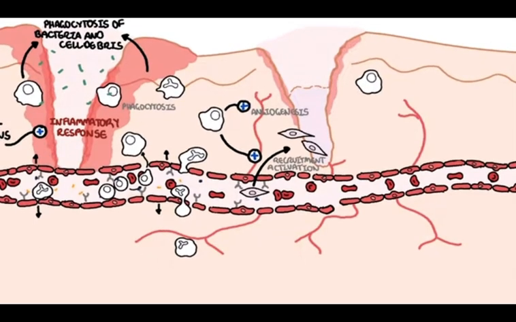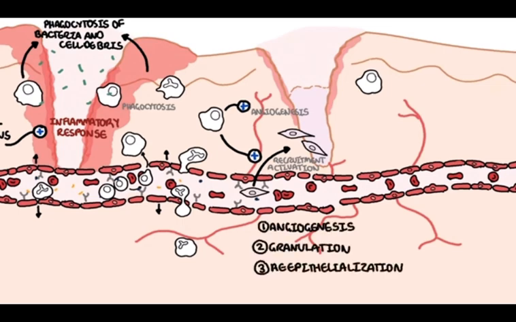The proliferative phase can be subdivided into three major processes: angiogenesis, granulation, and re-epithelialization. In angiogenesis, the endothelial cells proliferate extensively, forming new blood vessels. And this process is promoted by cytokines and growth factors such as tumor necrosis factor alpha, transforming growth factor beta, and vascular endothelial growth factor. Angiogenesis is essential to successful wound healing.